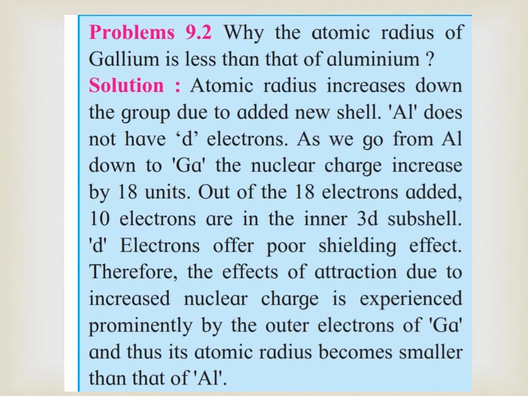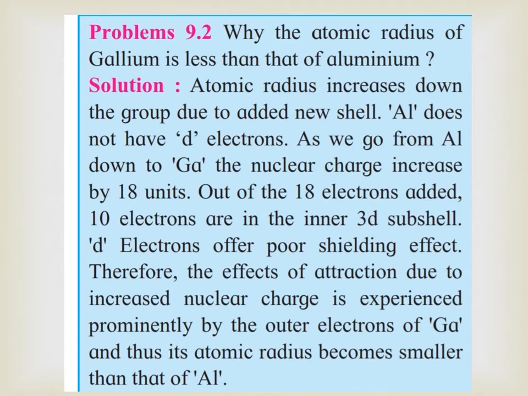Atomic number of aluminium is 13, whereas that of gallium is 31. So both have a difference of 18 electrons in them. Gallium has nuclear charge 18 units more than that of aluminium. So ideally speaking, the atomic radius of gallium should be more.